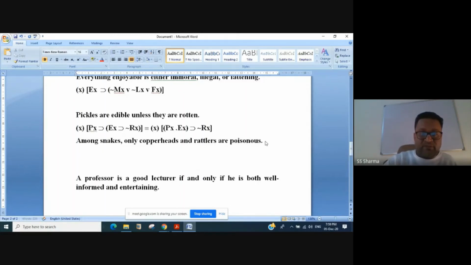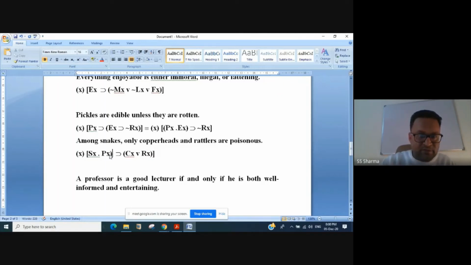Next question. This is an interesting and a very good question. Among snakes, only copperheads and rattlers are poisonous. So we will take it like for all x, if x is a snake and x is poisonous, it implies x is either a copperhead or a rattler. So this is going to be the symbolization for this.